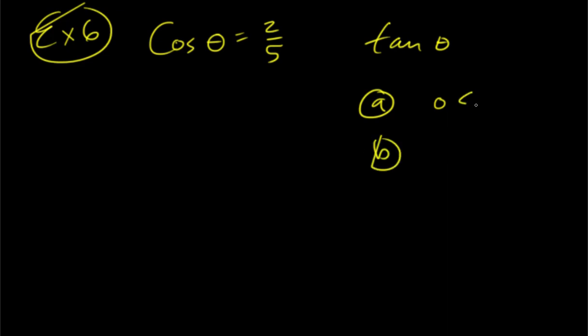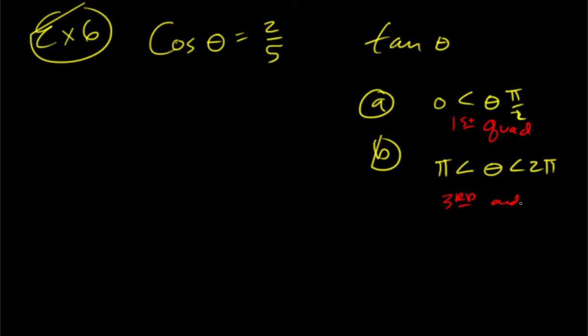So if we're in between 0 and pi halves, which is the first quadrant, or if we are between pi and 2 pi, which is going to be the 3rd and 4th quadrant.